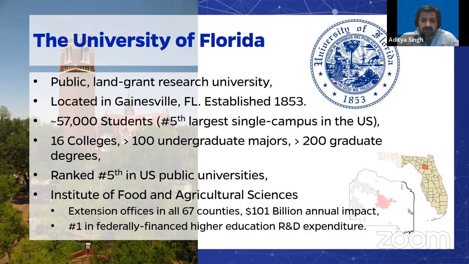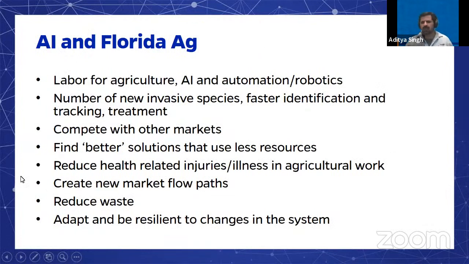Also, we are number one in federally financed higher education R&D expenditure. So we've had almost $100 billion in impacts just in the last year. So this is a big, big system. Now, why do we do this for the most part?